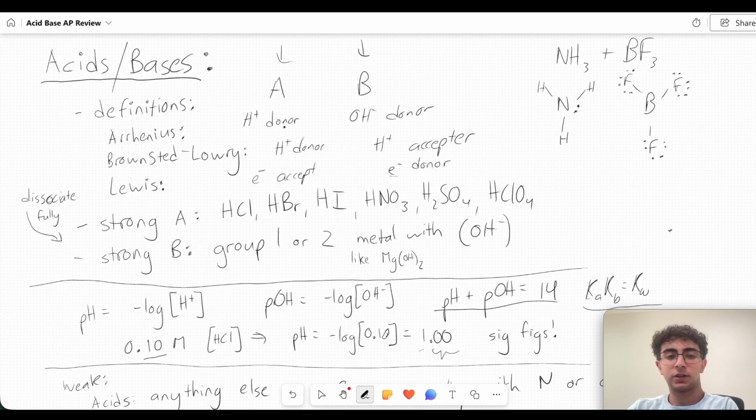Arrhenius defined an acid as an H plus donor and a base as an OH minus donor. Brønsted-Lowry, which is the definition you'll need the most, says an acid is an H plus donor and a base is an H plus acceptor. We'll talk in a sec why that's more general and helpful.